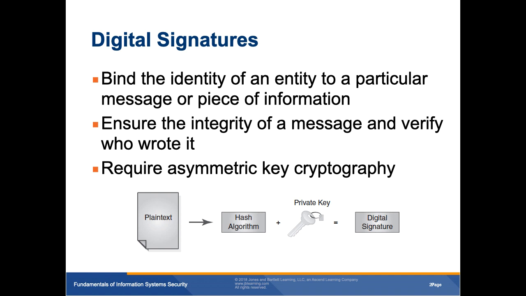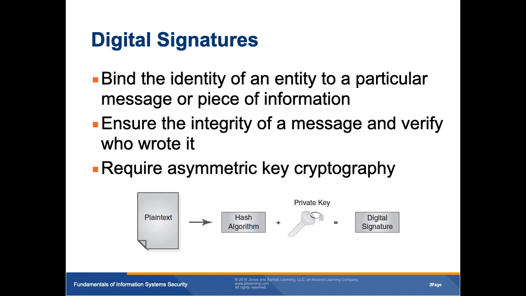Digital signatures bind the identity of an entity to a particular message or piece of information, ensure the integrity of a message, and verify who wrote it. Requires asymmetric key cryptography. So you have the message, the plain text, goes through the hash algorithm, and then you add the private key, and that equals the signature, right? So you take the message, you hash it, so it creates a digital signature of the message. You sign it, basically.